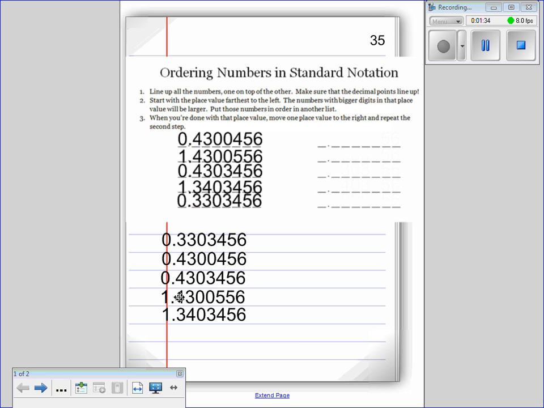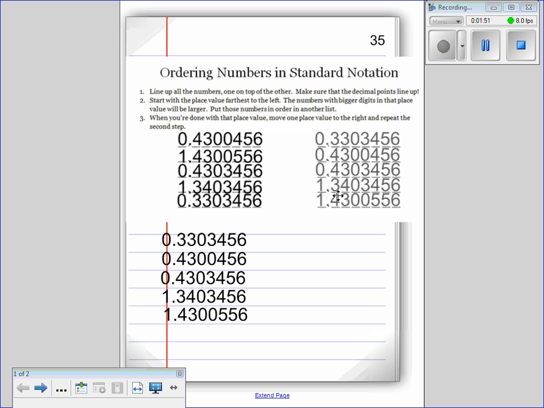Let's look now at our last two numbers. They are the same in the ones place, but in the 10th place, 3 is lower than 4, so 3 is going to go on top of 4. Once we have them in order, we can take them and we can write them just like that.